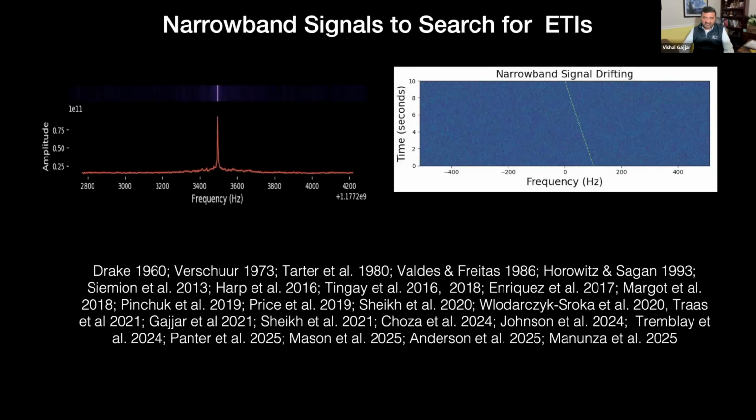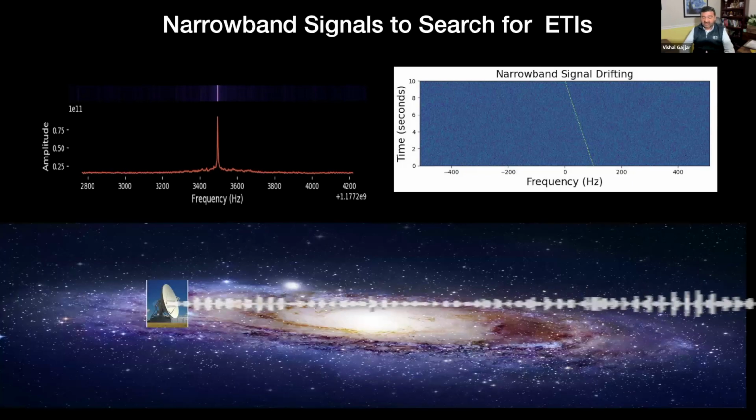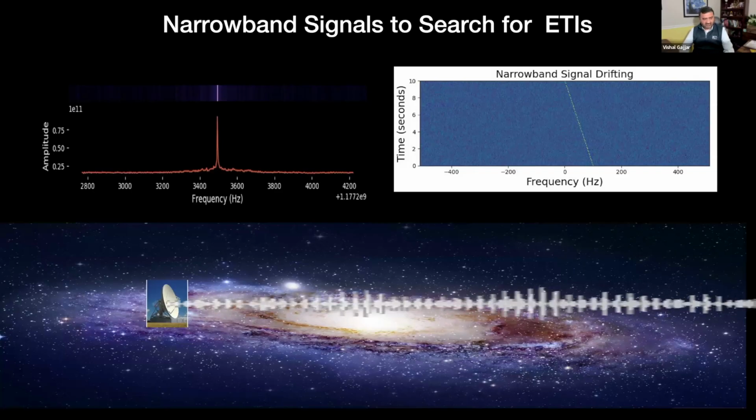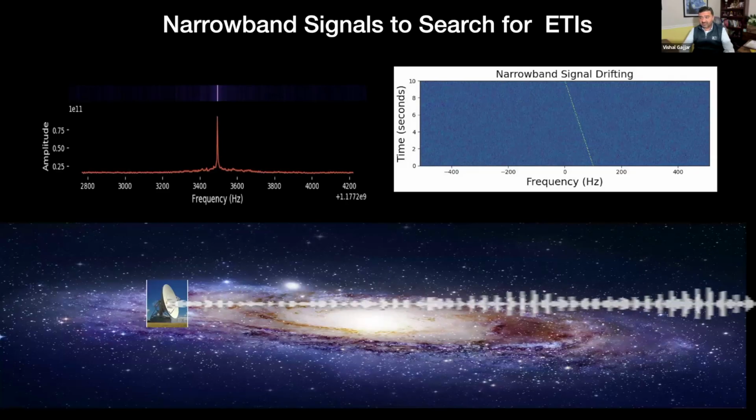Narrowband signals are also not stationary, they drift because of the Doppler motion. Starting from 1960 all the way to this year, you will find hundreds of papers on this particular way of searching. There is a very good reason for that as well. Narrowband signals are known to be less impacted by the interstellar medium. They can pass through it without getting absorbed.